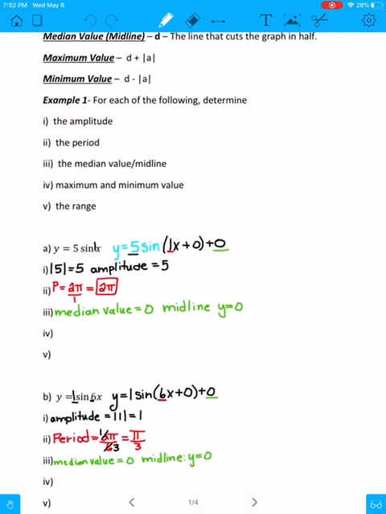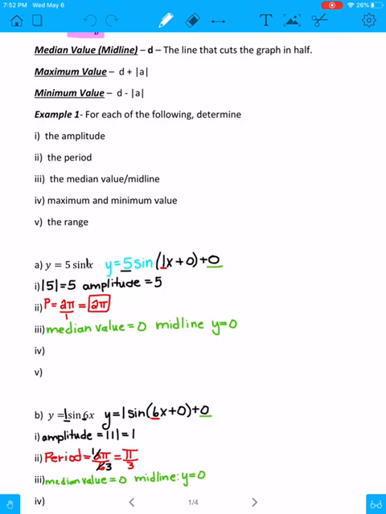So for 4, we need a maximum and a minimum value. Now, to get our maximum value, we technically take our D and we add the absolute value of A. Now, the reason why we do that is because we're taking our midline. So let's say this one, we have a midline of 0. So we have a midline at y equals 0. And we're adding to it our amplitude. Our amplitude is 5.